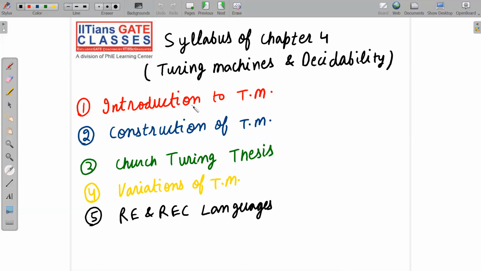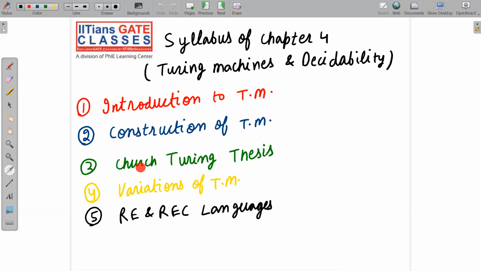Okay, so let me give you just a brief introduction about the syllabus. So the first topic is introduction to Turing machines. Here we will study what exactly are Turing machines, what is their capability, and so on. Second, we will study construction of Turing machines. There are some standard examples which are given in most of the textbooks, like construction of Turing machine for a^n b^n and construction of Turing machine for a^n b^n c^n and so on. Okay, so we will study some examples for construction of Turing machines.